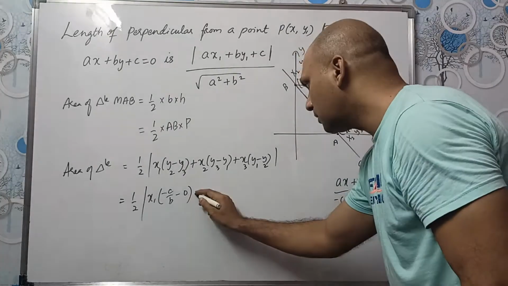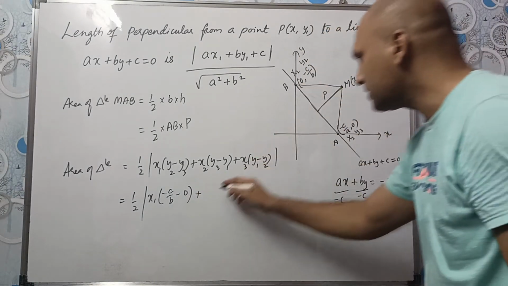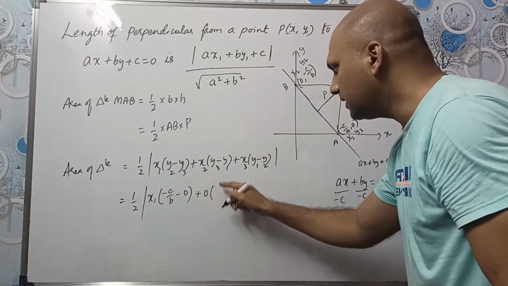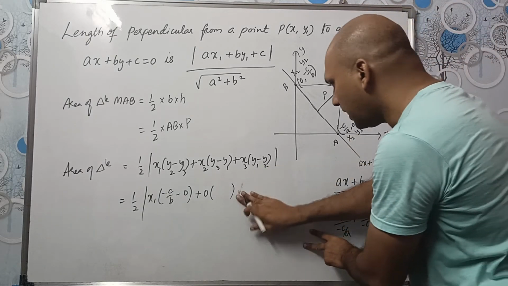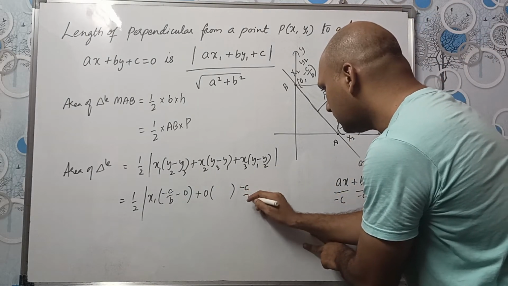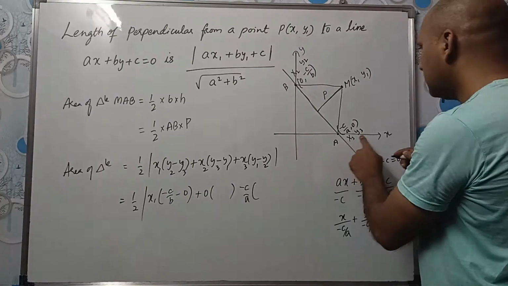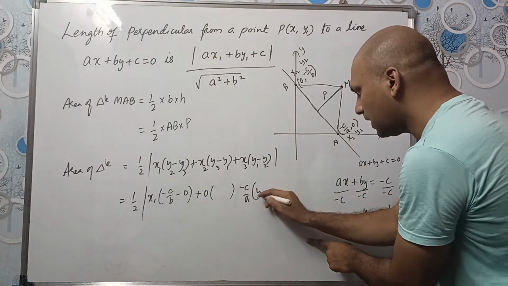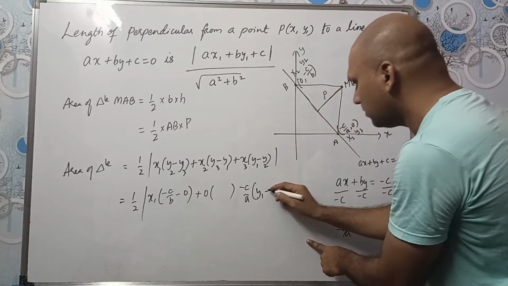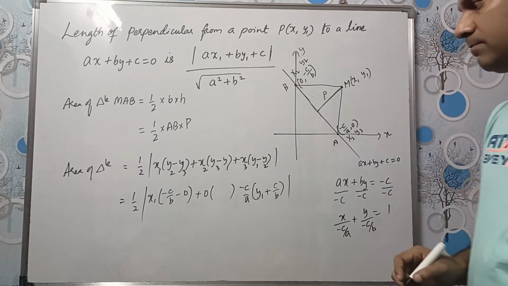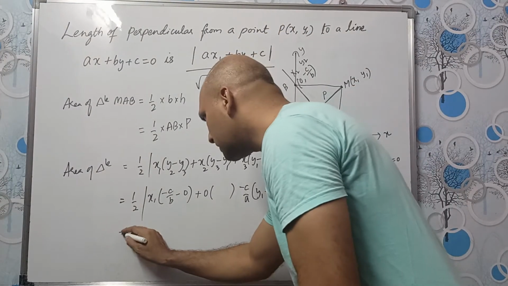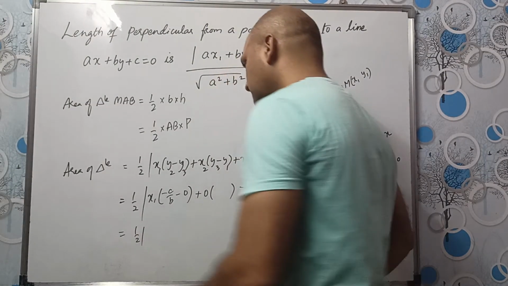0 plus x2. x2 is 0. So you write anything here, it will become 0 only, right? Plus x3. x3 is minus c by a. y1 is y1 minus y2. Minus of minus c by b. Okay, mod. Alright. So this will be equal to half.